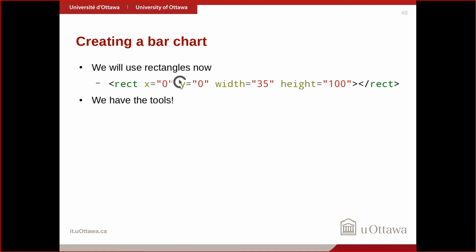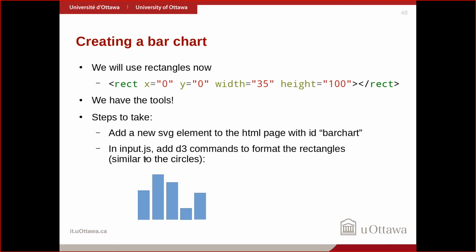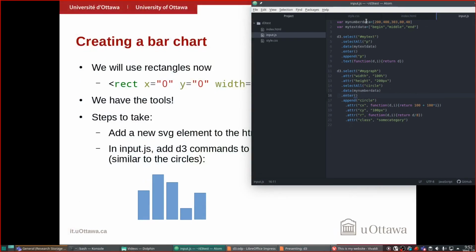You give it the x coordinate and the y coordinate of one of the points, the upper left. Yeah, upper left. And then you can give it the width and the height, and that allows you to create a rectangle. So you can use that for a bar in your bar chart. And what we want to create is something like this. So a bar chart based on the data that we already have. So we have here my number data, and I want to create a bar chart that looks like this.